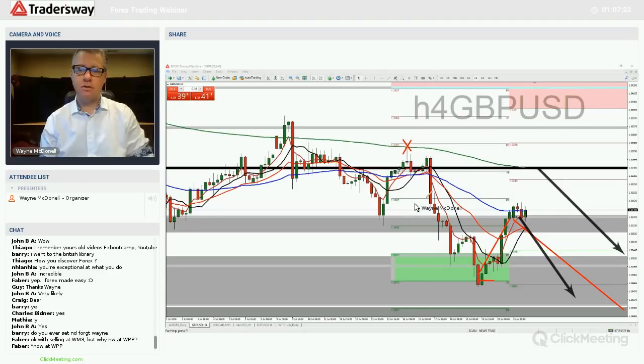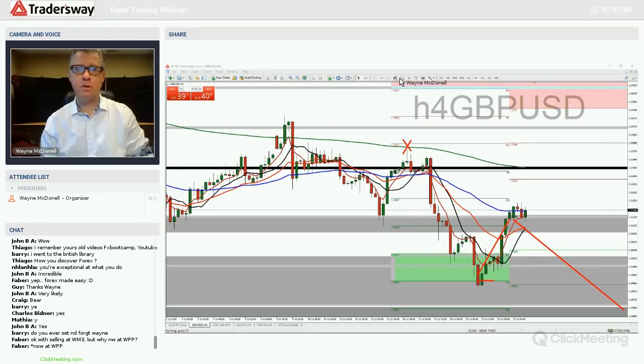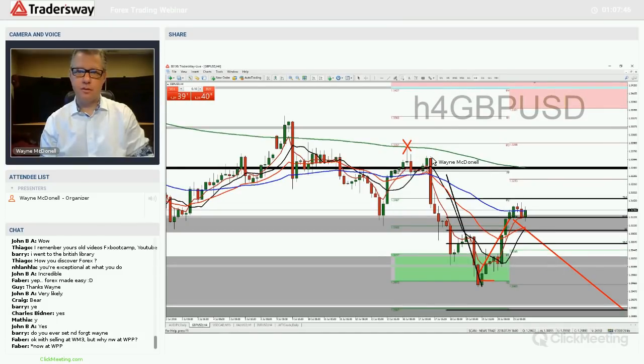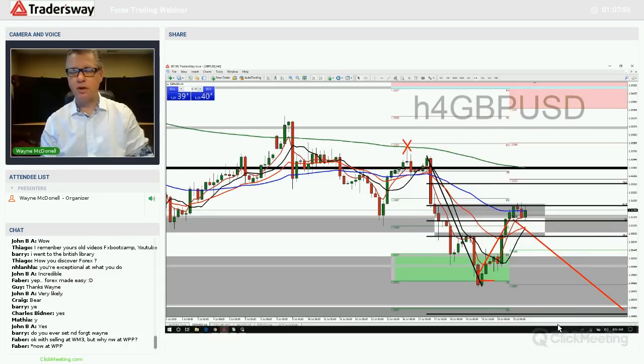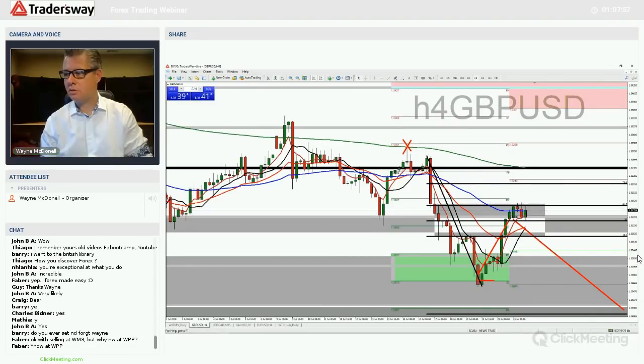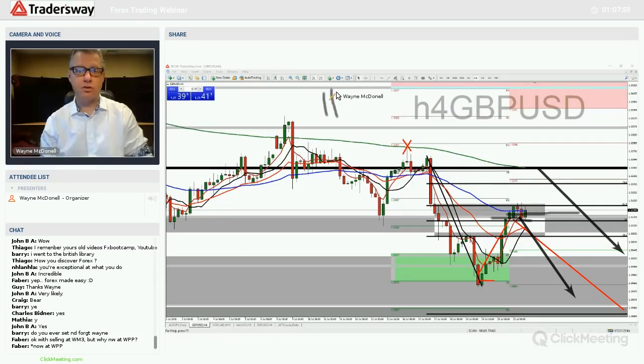So let's see how many ways we can skin this rabbit, okay? This is a weekly pivot point. That's a sell, so that's one. This is a monthly pivot point, so that's a sell, two. This is part of the sweet spot that we just talked about in the Fibonacci retracement, but not on a daily basis, on a weekly basis. So that's three.